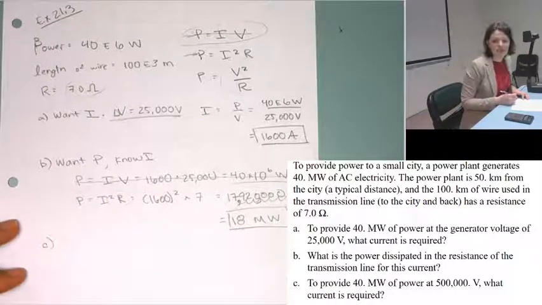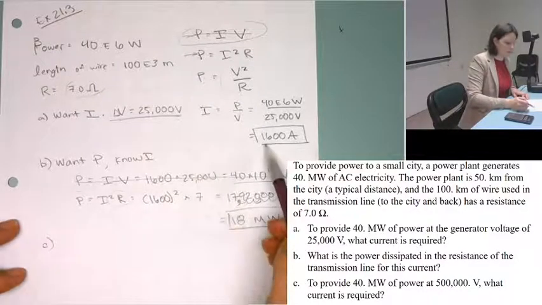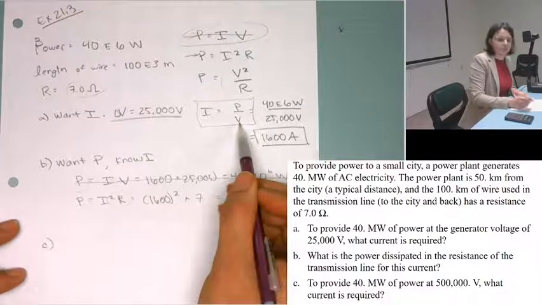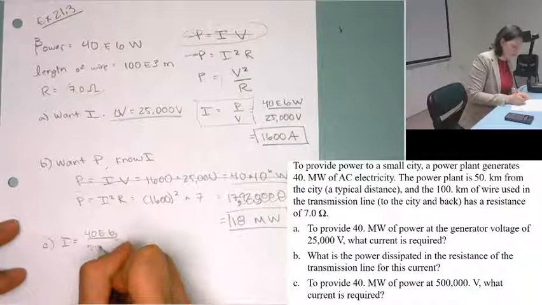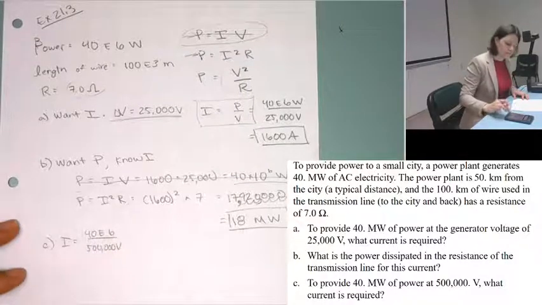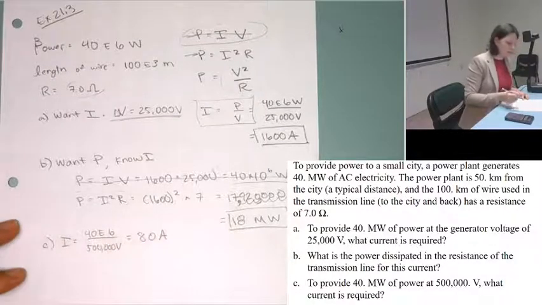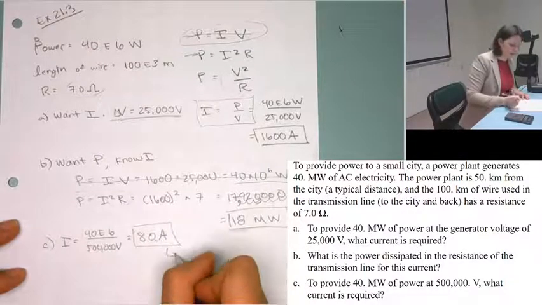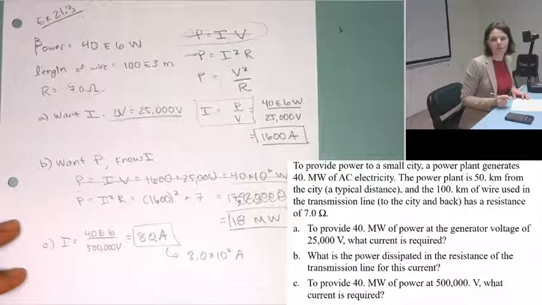Instead, we do what C says. Let's, instead of 25,000 volts, do this at 50,000 volts. So let's redo what we did here, okay? So we did I is P over V before, but now instead of 25,000 volts, we're going to plug in 500,000 volts. So I is 40 times 10 to the 6th divided by 500,000 volts. And I have 80 amps. So quite a bit less. If I want to write this as 2 sig figs, I'll put a little decimal here after the 80. Another way I could write this as 2 sig figs would be 8.0 times 10 to the first amps, and that would be just fine too.